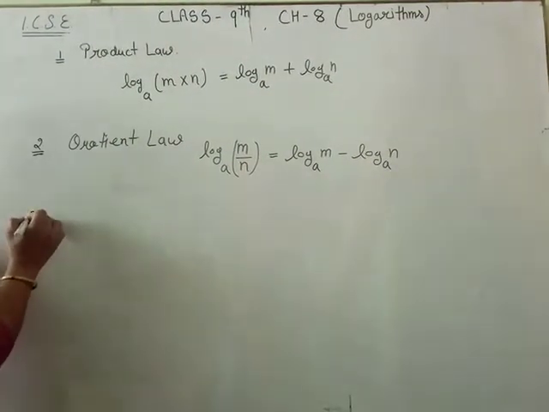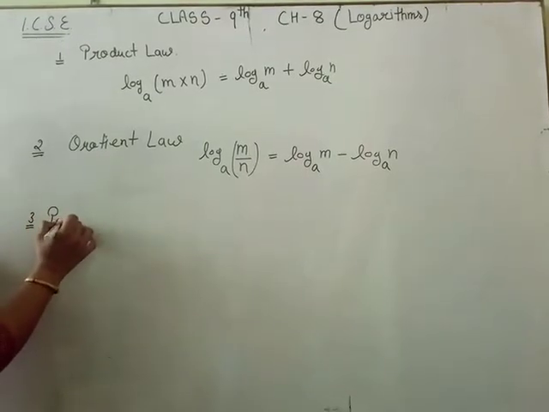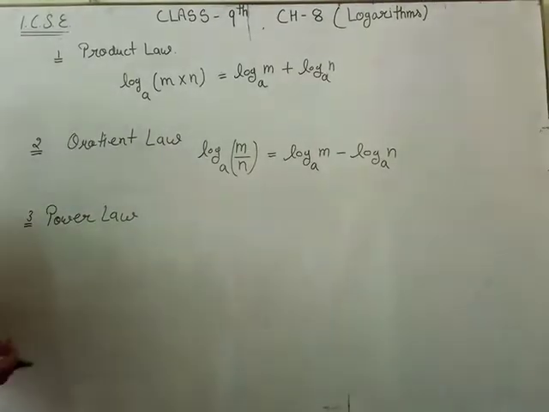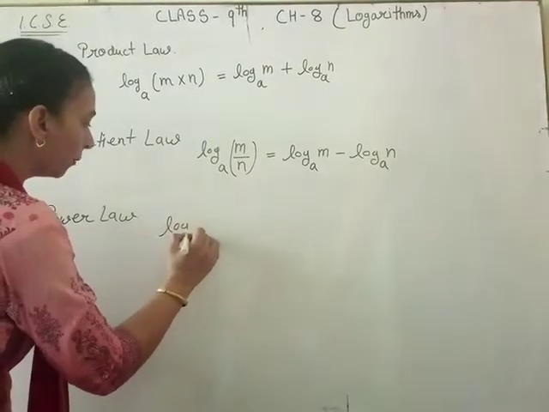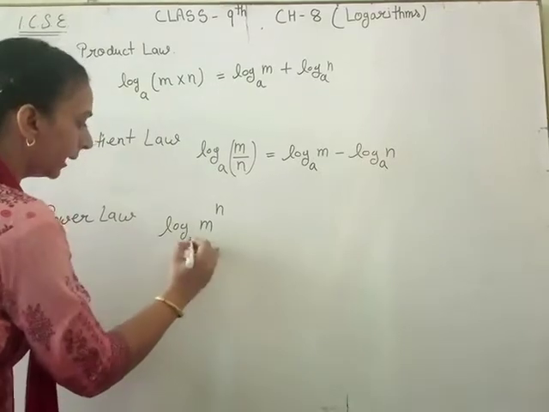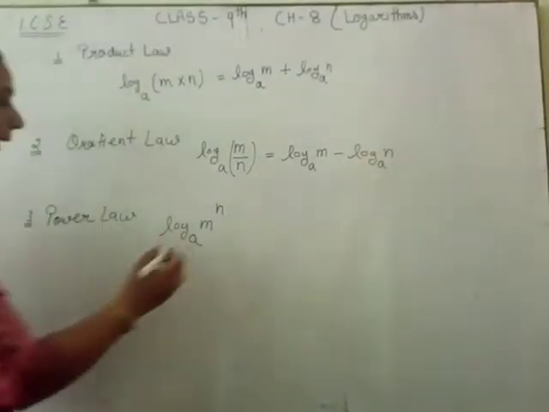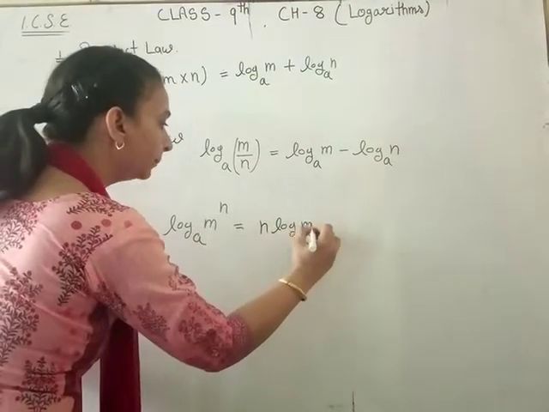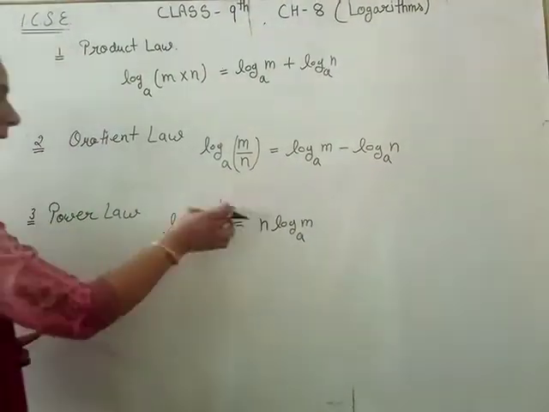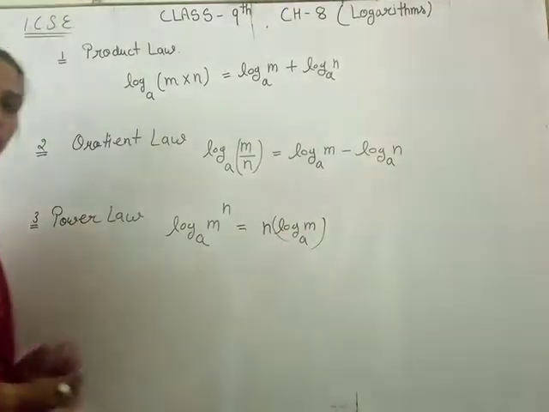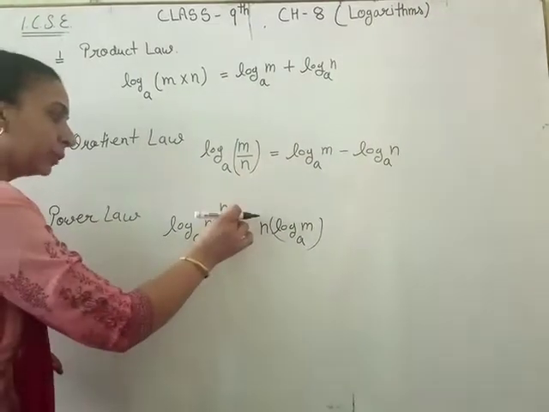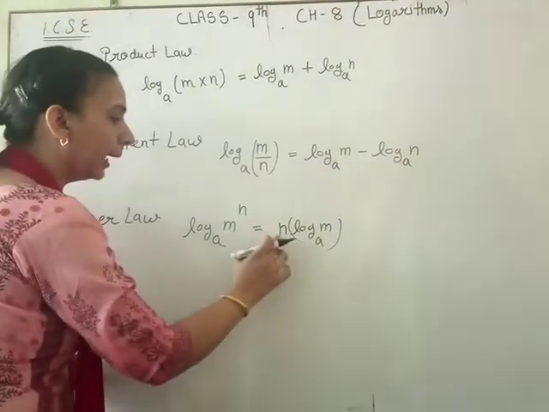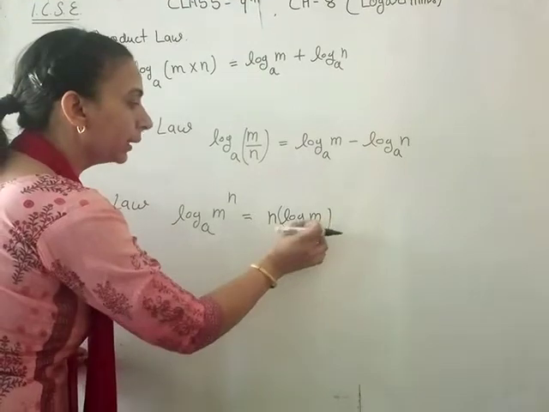Next is the power law. Students, log of m raised to the power n at the base a is equal to n log of m at the base a. The power is multiplied with the complete log. If log of m raised to the power n at the base a, then this equals power n into log of m at the base a.